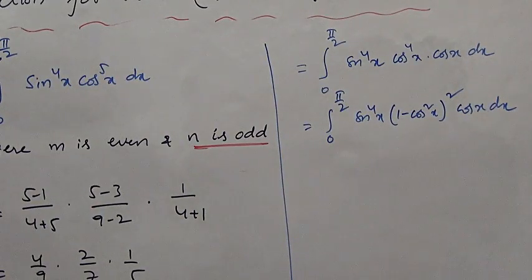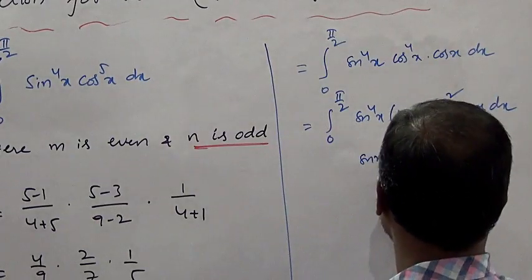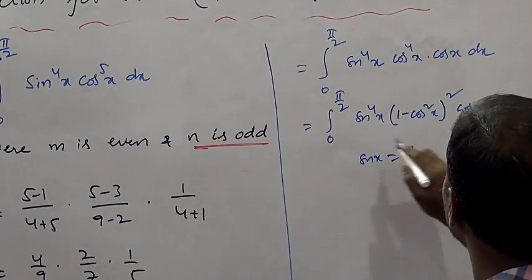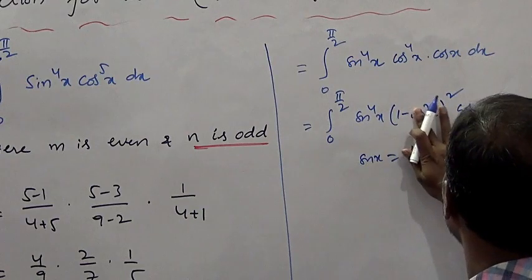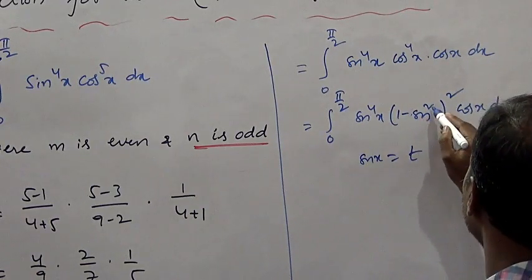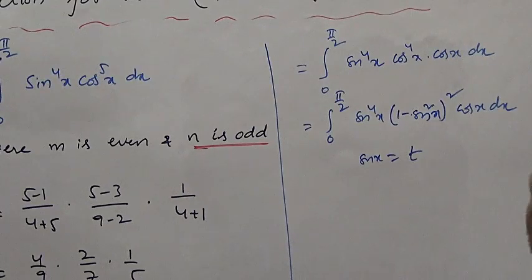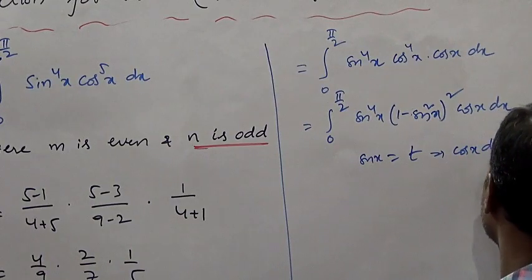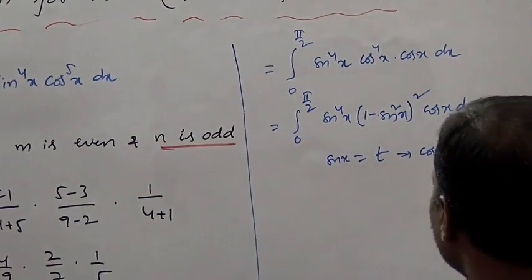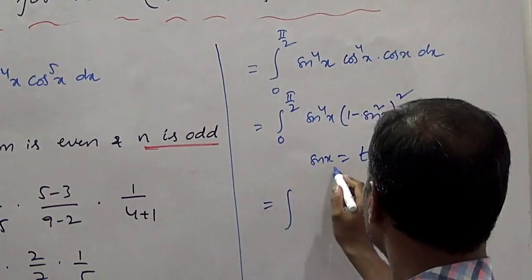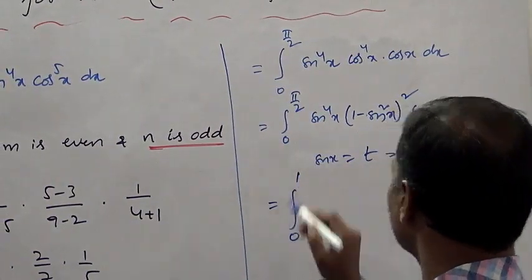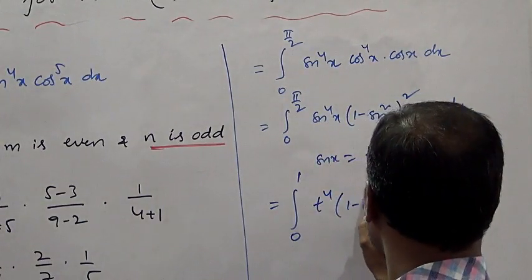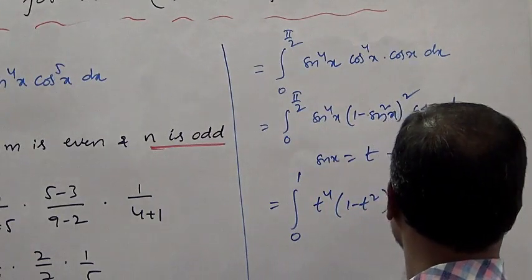Clear? Now let us consider sin x equal to t. So 1 minus sin square x, cos square, so 1 minus sin square x. Let sin x equal to t, so cos x dx equals dt. Now what about the limits? If x is 0, sin 0 is 0, and sin of pi by 2 is 1. Now this equals t power 4 into 1 minus t square whole square dt.